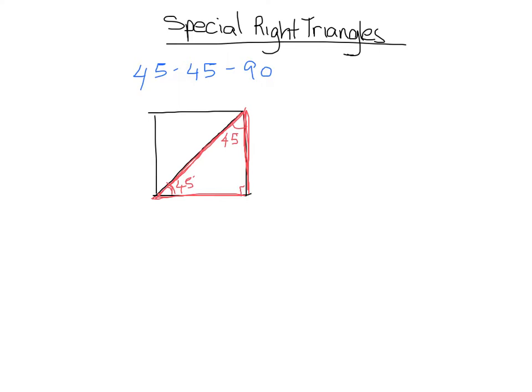Now, remember that this originally was a square, and squares have equal sides. So if this is x, then this is also x. If we do the Pythagorean theorem, which I won't do right now in the interest of time, we would get that our third side, or hypotenuse, is equal to x times the square root of 2.